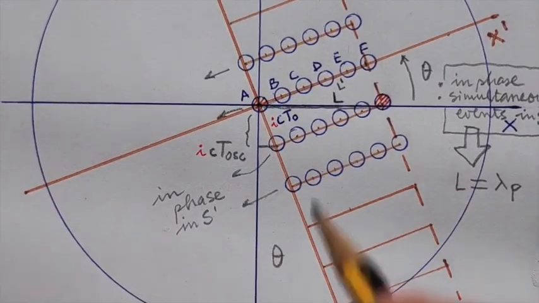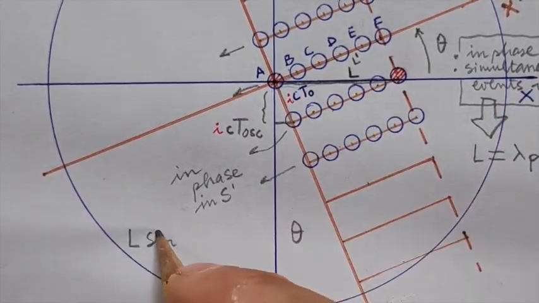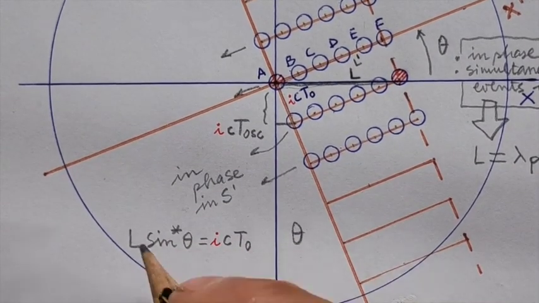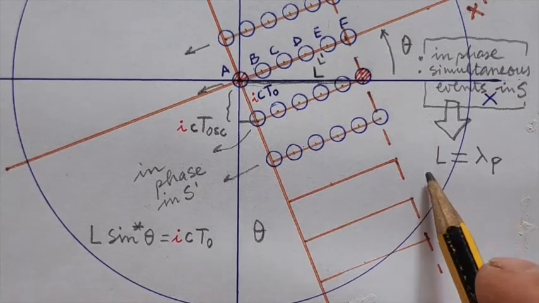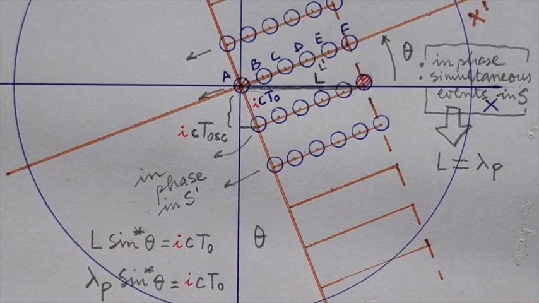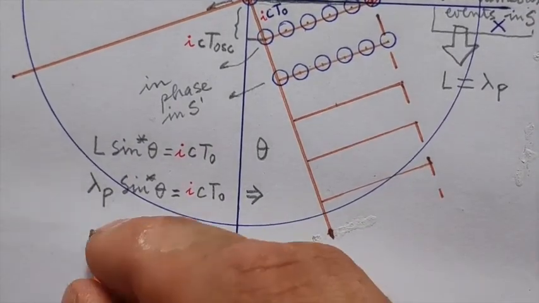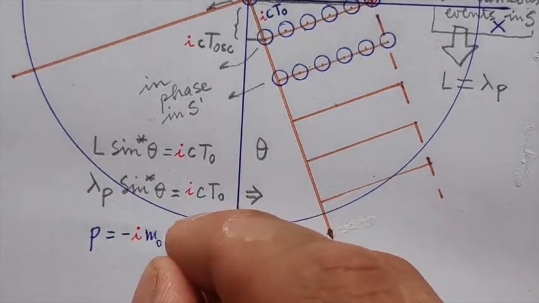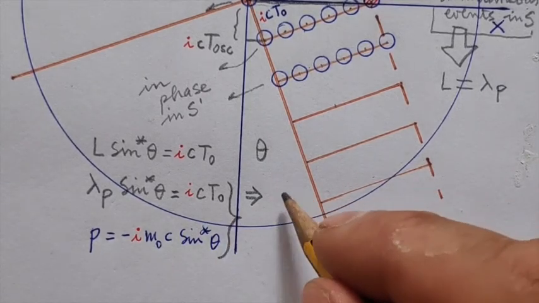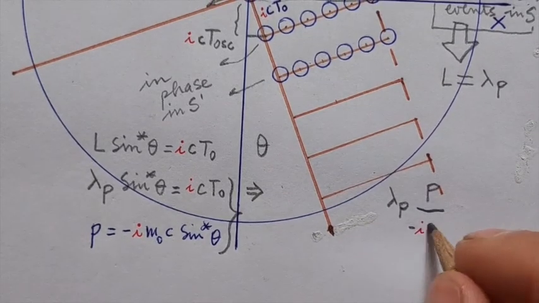From the diagram, one sees that L and T sub 0 are related through a projection according to the starred expression of theta. Replacing L by lambda sub p and then writing the expression of the relativistic momentum found in Chapter 3, one can replace the starred function by an expression containing p.